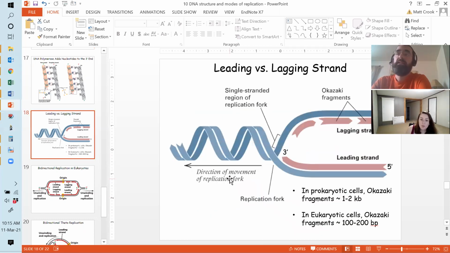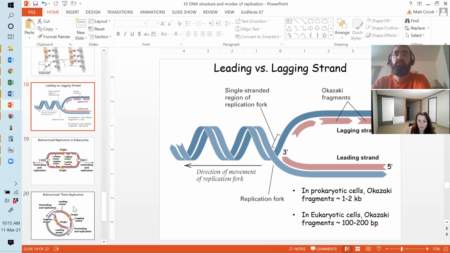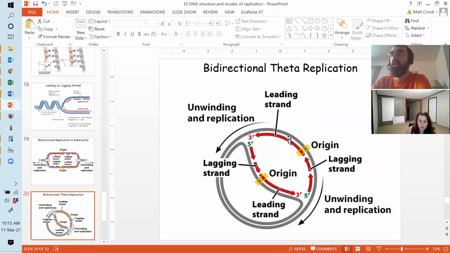Right, so in talking about leading versus lagging strands, in bacteria you're going to have that issue, whether it's uni or bidirectional replication. Each replication fork is going to have a leading strand, and the leading strand is essentially synthesized continuously, without break, from that origin of replication.